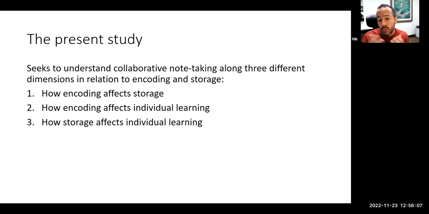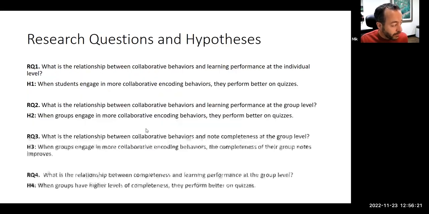And then I want to know what good notes look like, good collaborative notes. What do they look like? And what would be an effective process that I could recommend to my students when they take notes so they get better learning outcomes?